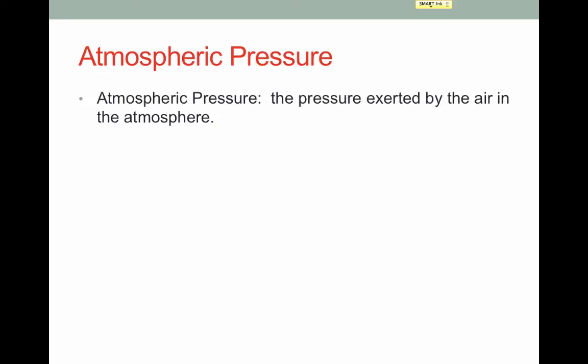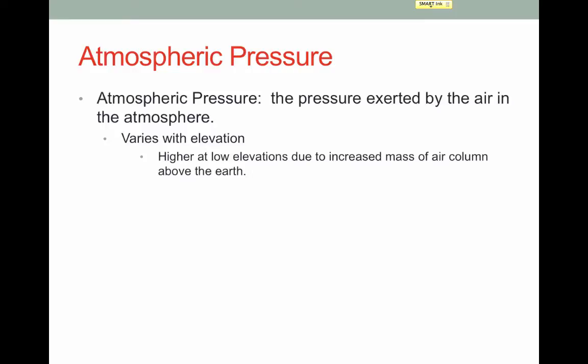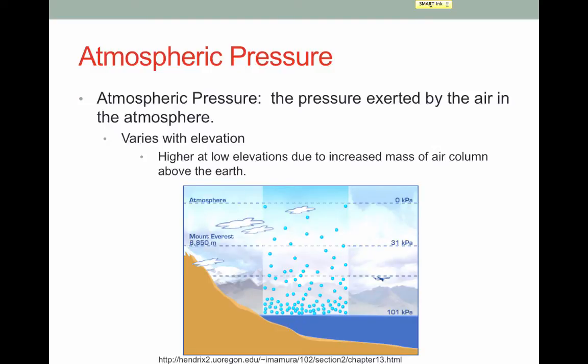Atmospheric pressure is the pressure exerted by the air in the atmosphere. This is something we're going to be taking into account when we do a lot of labs this year. As you probably know, atmospheric pressure varies with elevation. If you go to a higher elevation, the atmospheric pressure is significantly lower due to the fact that you have literally less air above you. The mass of the air column above you is smaller. So as you can see by this diagram, as you go higher up in elevation, the number of gas particles decreases. Therefore, the atmospheric pressure is less. That's as opposed to closer to sea level, where you have more gas particles, which causes a higher atmospheric pressure.